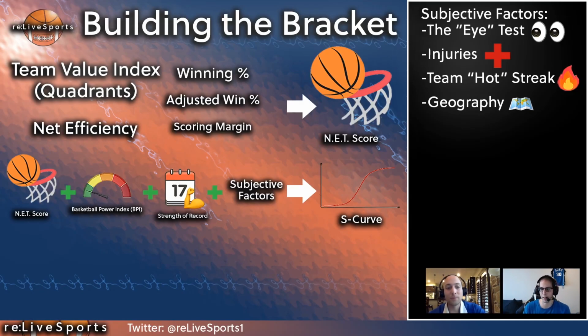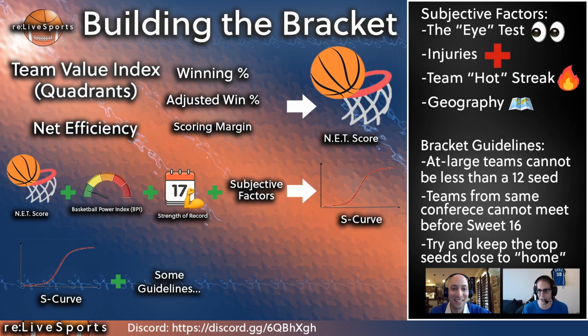All right. So now that we have the team sheets in front of us, and imagine we're the committee, right? We can build our S curve. So we have all this data. We're using the team sheets. We have this giant 373-page PDF packet with all the teams. We have the S curve. So we take the S curve and we use some of these guidelines, like the fact that an at-large team cannot be lower than a 12 seed.